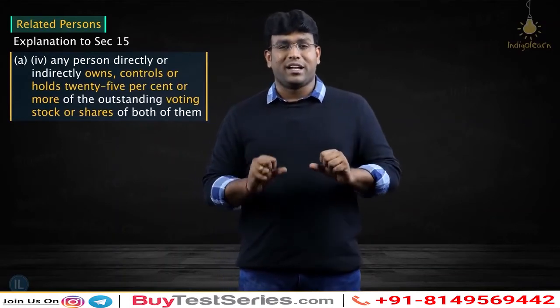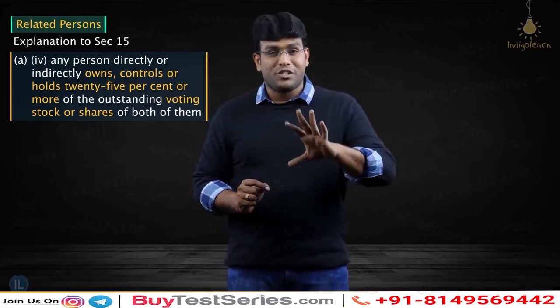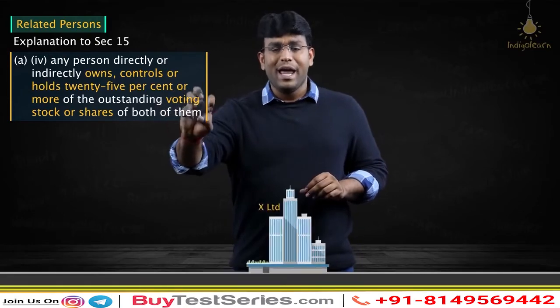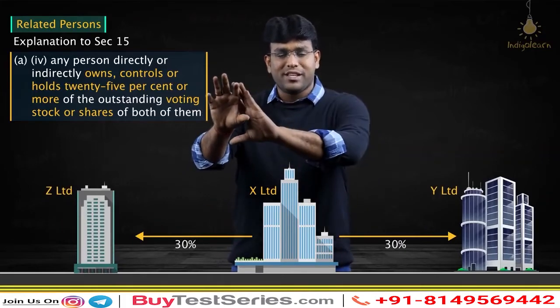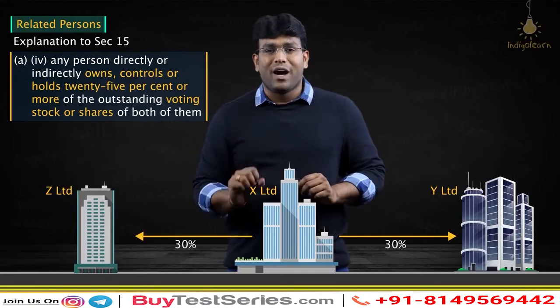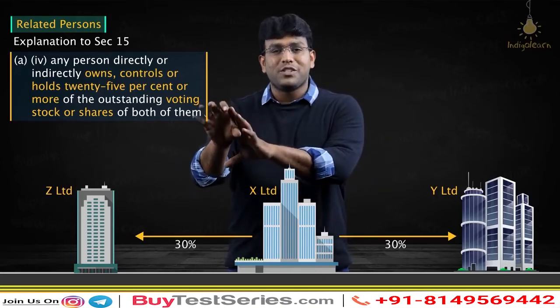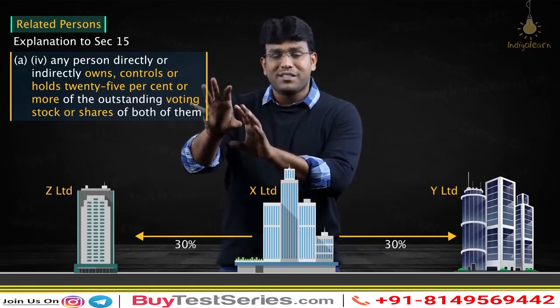Other interesting issue, a third person directly or indirectly holds or owns greater than or equal to 25% of the voting stock or shares of both of them. Now what does that mean here? In simple language, let's take a company called X Limited. X Limited is holding shares in Y Limited and in Z Limited. Imagine now, X is holding 30% shares in Y Limited and 30% shares in Z Limited.